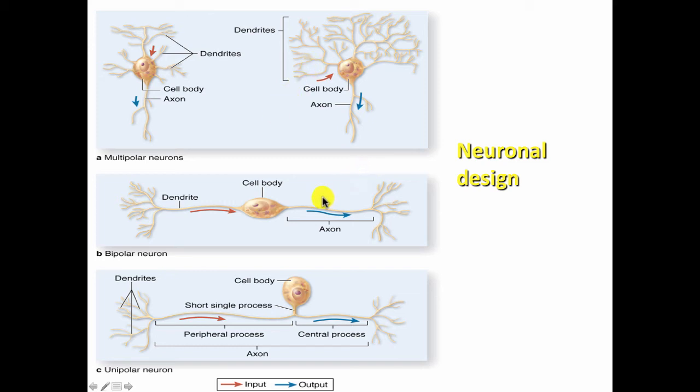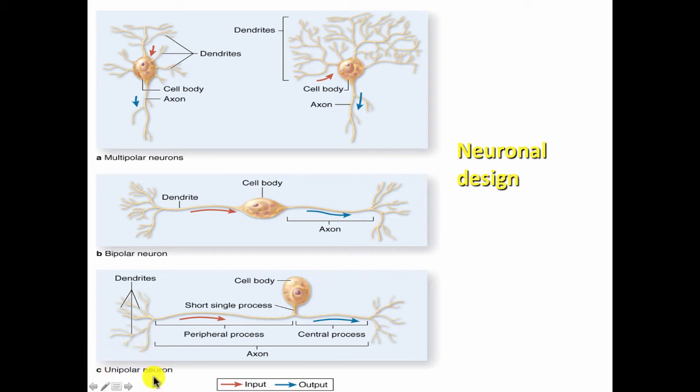Bipolar neurons have a single dendrite entering the cell body and a single axon leaving the cell body, and of course these may branch. And bipolar neurons are relatively uncommon. They're found in the ear and the eye and in the nose.